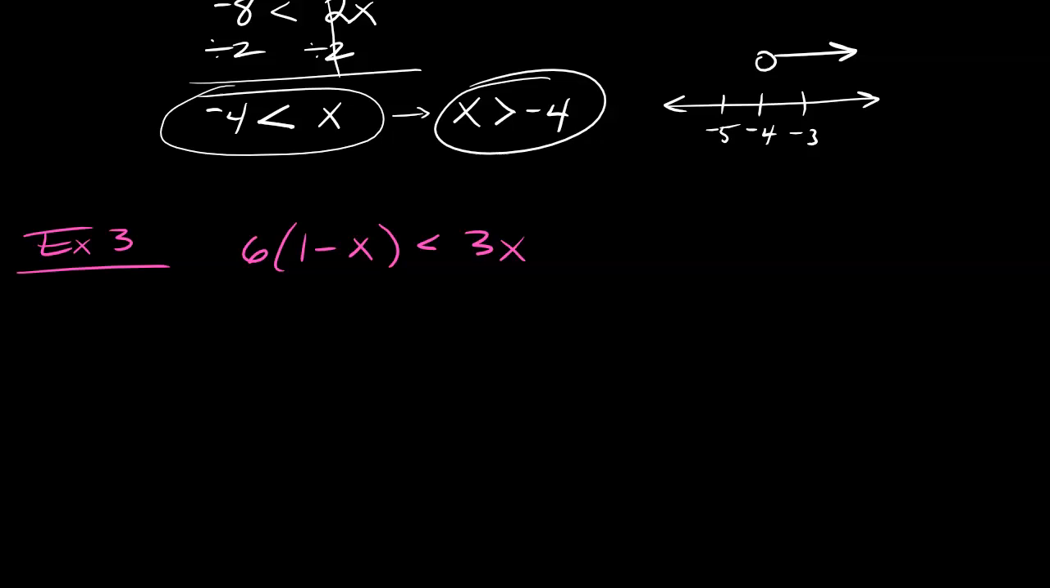All right, Caleb, any kind of advice for me? What should I do? Okay, good. You're going to multiply this 6 out, basically trying to simplify the problem. Yeah, very good. So 6 minus 6x is less than 3x. We usually want to simplify first if we need to, so that we can identify which side should be letters and which side should be numbers.